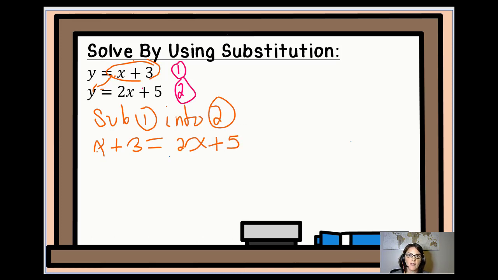And then I can rearrange and subtract x from both sides and subtract 5 from both sides. So essentially what I'm doing is I'm moving all of my x's to the right, all of my constants to the left.